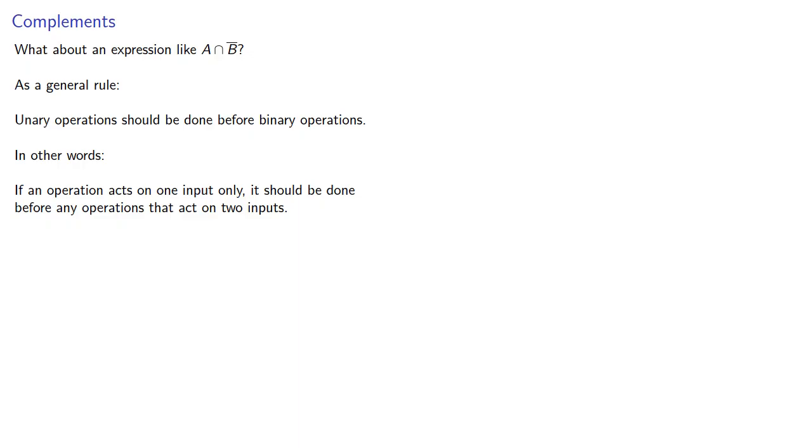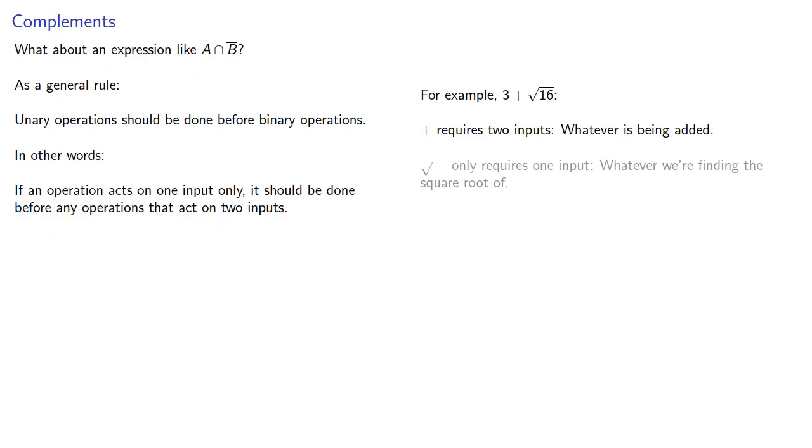on two inputs. For example, if I take 3 plus square root 16, plus addition requires two inputs, whatever is being added. Meanwhile, square root only requires one input, whatever we're finding the square root of. So we'll find the square root of 16 first, and then add the result to 3. And since complement acts only on one thing, then we take care of complements first.